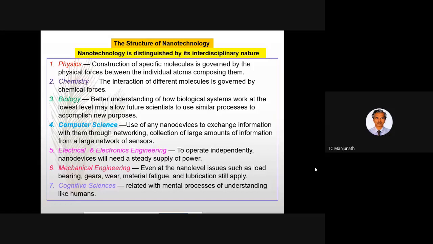In physics, any particle movement relates to dynamics, kinetics, or kinematics. So the construction of specific molecules is governed by the physical forces. If you want to move a nanoparticle from rest, you need a force or an actuator, okay, because they're all made up of atoms, right? Chemistry, because it is nanoscience, the interaction of different molecules is governed by chemical forces. Basically, physics, chemistry, biology form the three basic subjects in nanotechnology, in the manufacturing of any device, right?